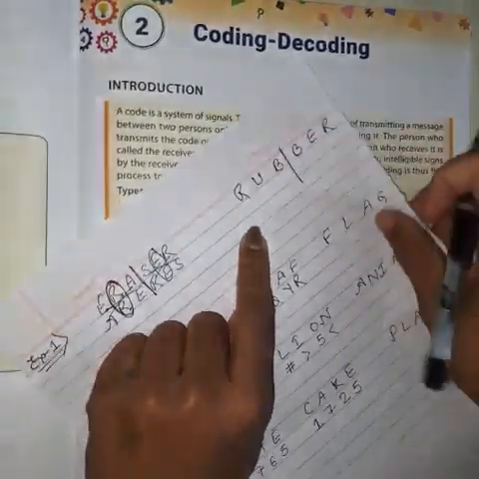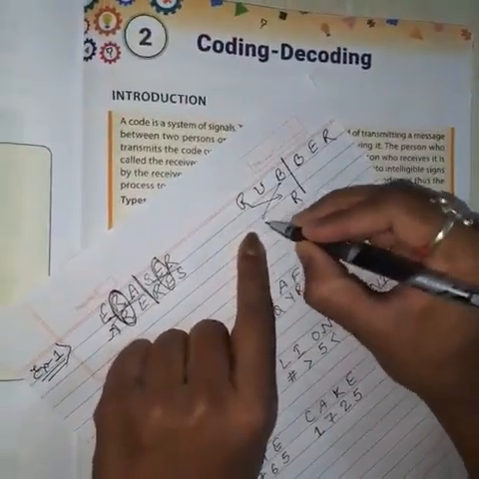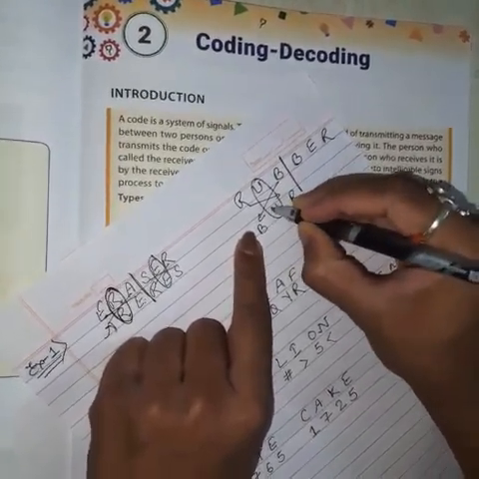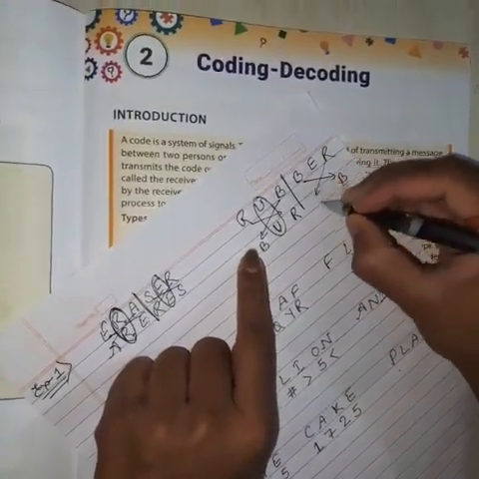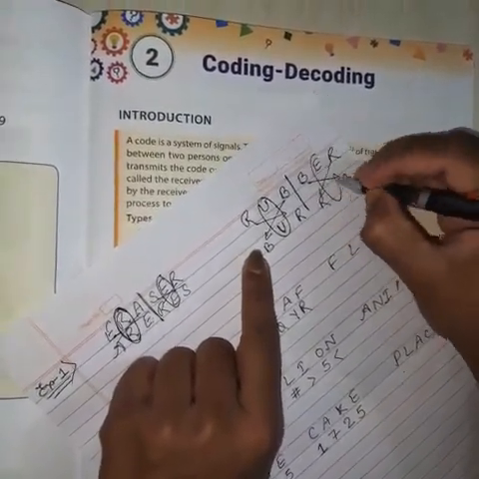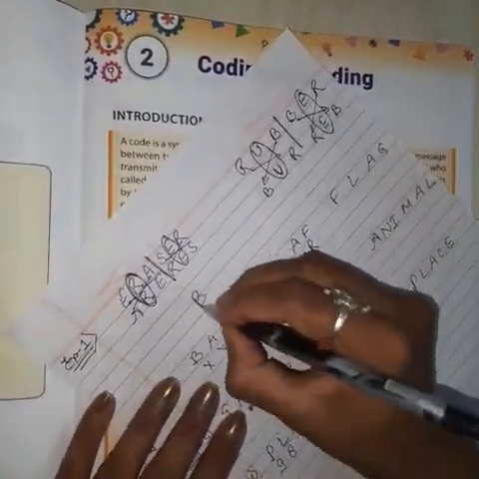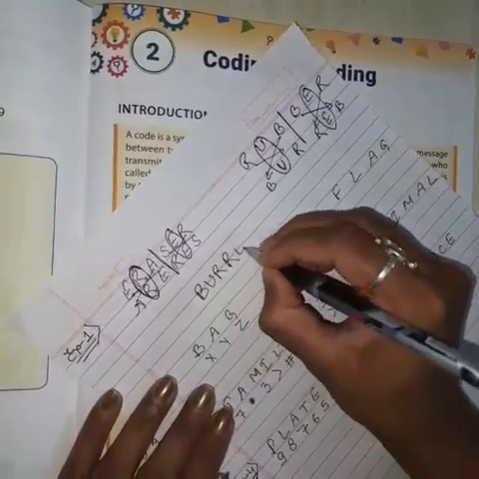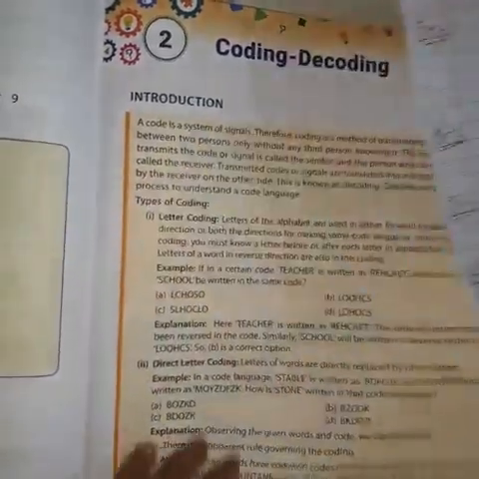So we do the same thing. R is replaced here, B is replaced here, and U stays as it is. B is replaced here, R is replaced here, and E is replaced as it is. So the coding is B U R R E B. This is your right answer.